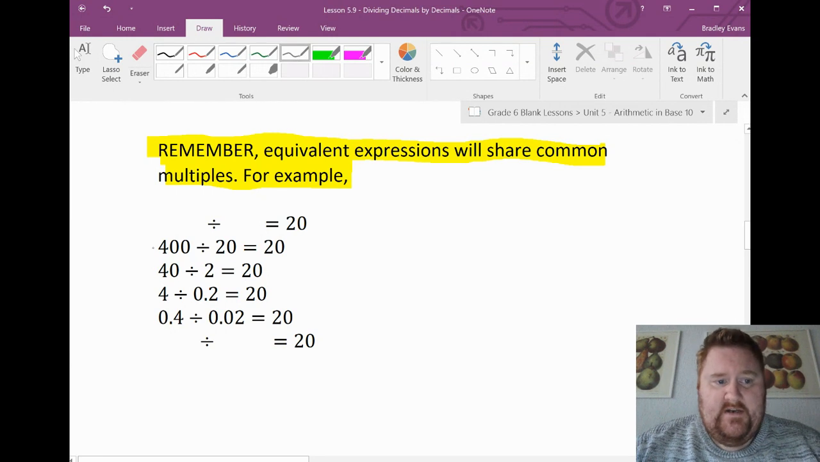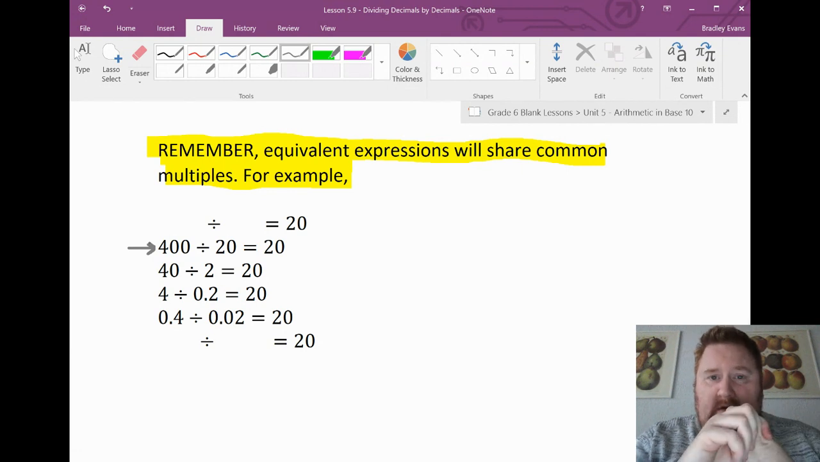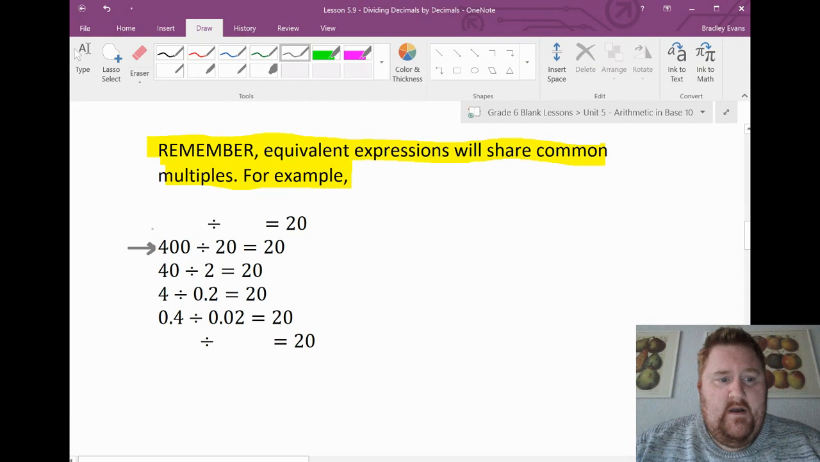An equivalent expression is going to take 400 divided by 20, and it's going to either multiply or divide both the dividend and the divisor by the same power of 10. So for example, from 400 to 40, that dividend was divided by 10. In order to get the same quotient, I would also need to divide my divisor by 10, and I can see that that's true. 20 divided by 10 is 2.